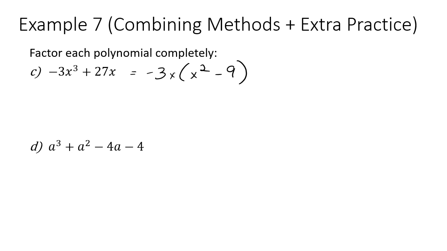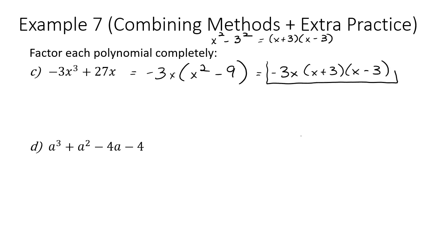We're not quite done yet though, because this is now a difference of perfect squares. x squared minus 9 is x squared minus 3 squared. So we can factor that further into a plus b times a minus b, x plus 3 times x minus 3. And so the fully factored polynomial is negative 3x times x plus 3 times x minus 3.